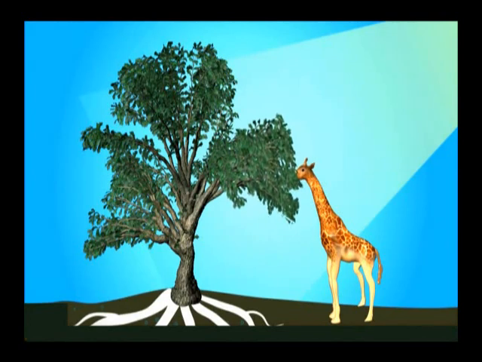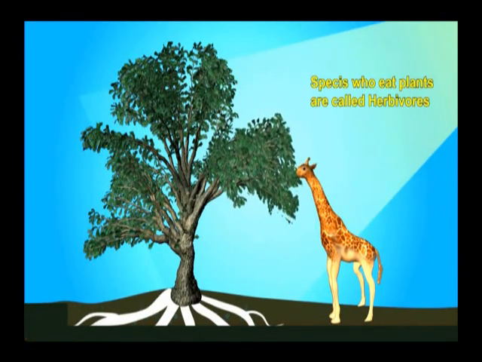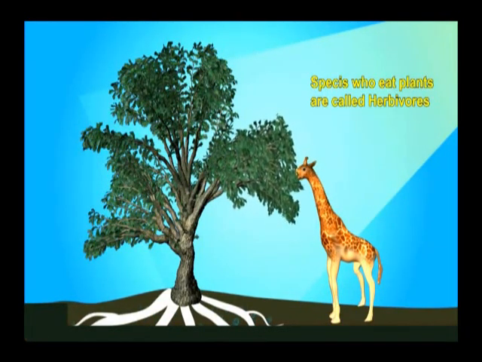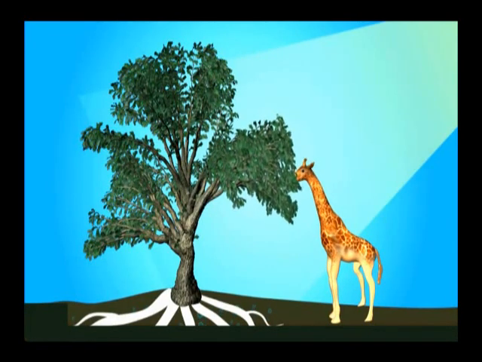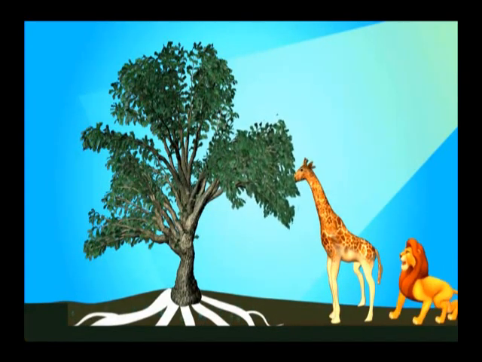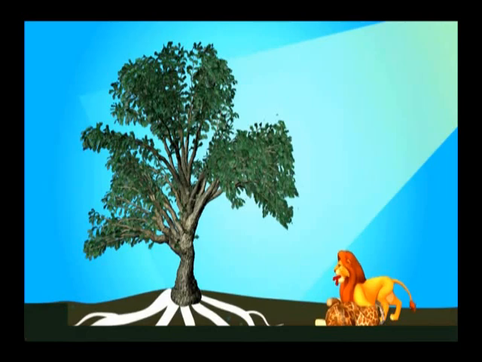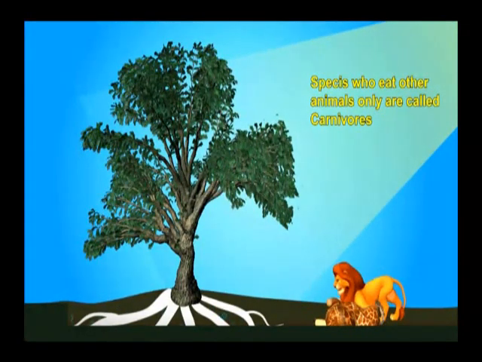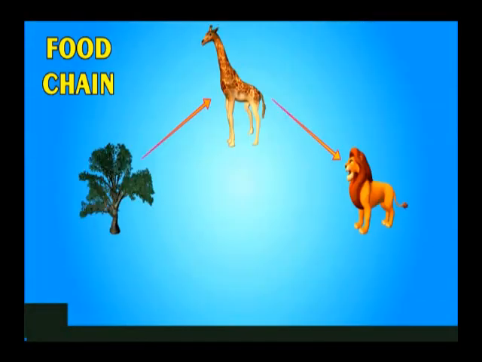Now see, a giraffe is feeding on the plant. Species that feed on plants are called herbivores. Now again, a lion approaches and kills the giraffe, feeding on its flesh. Species that eat other animals are called carnivores.